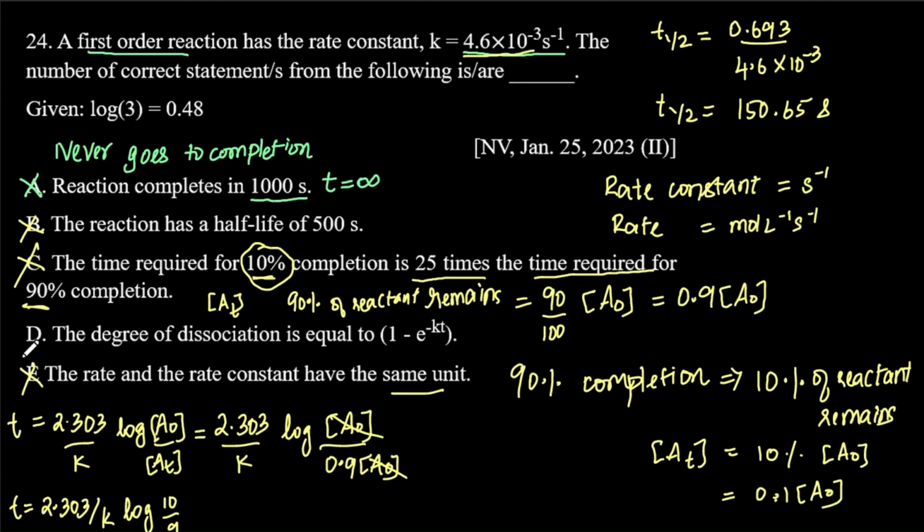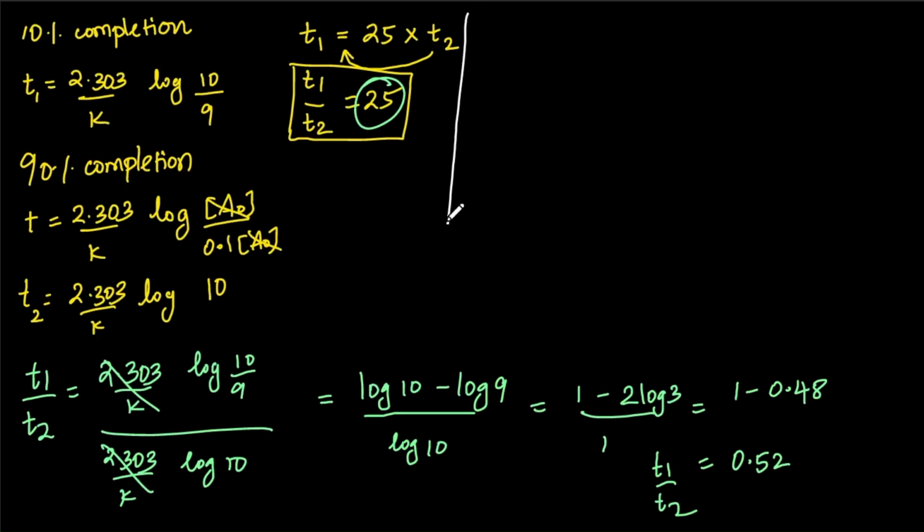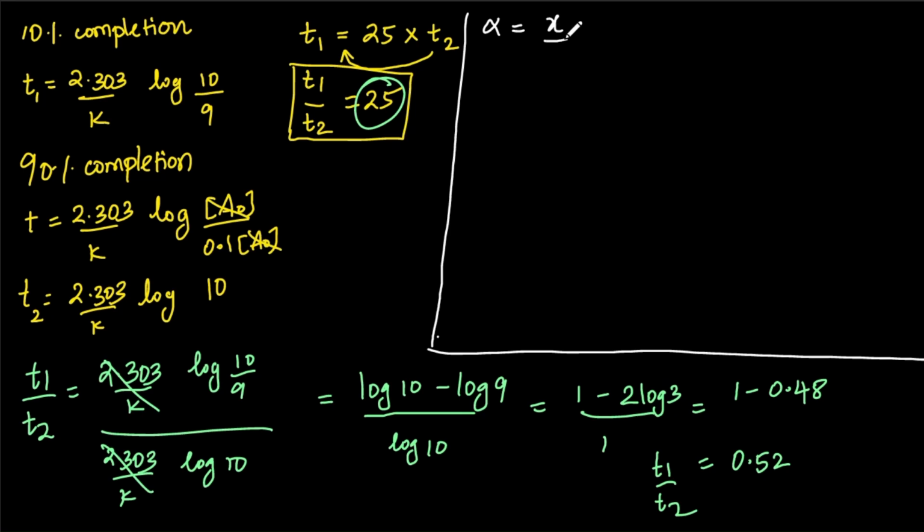So let us go to this statement D. The degree of dissociation is equal to 1 minus e power minus kt. So let us see that. I will write the degree of dissociation here. The degree of dissociation is represented by alpha. It is nothing but the amount of reactant consumed, X, divided by the initial concentration of the reactant. So here we are referring to the initial concentration as A. The initial concentration of the reactant, which we used to write as concentration of A naught, we are now going to represent as A.